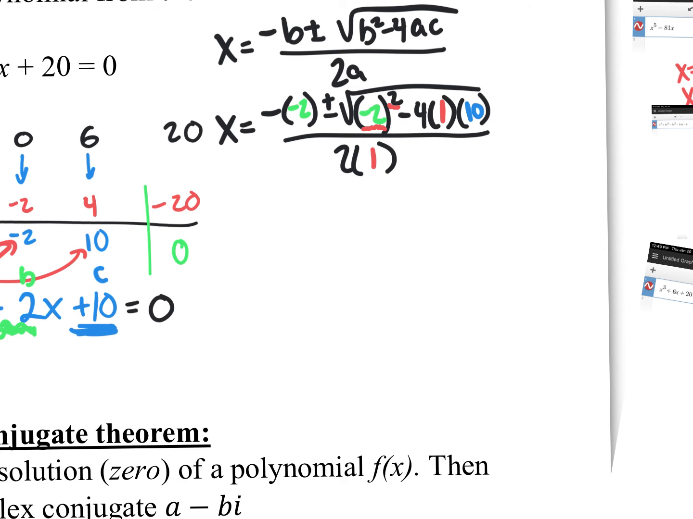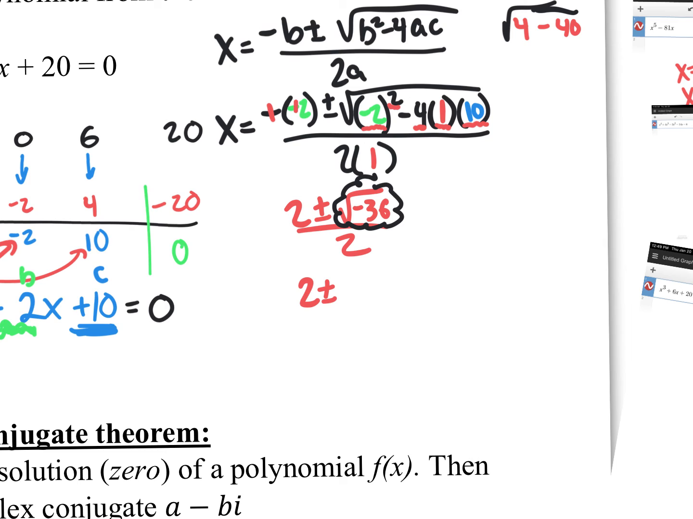4, right? And then what is 4 times 1 times 10? 40. So I really have 4 take away 40 inside the square root, which is -36. So what I really have is a +2 plus or minus the square root of -36 over 2. Now, what is the square root of -36? Anybody? 6i. Thank you so much.